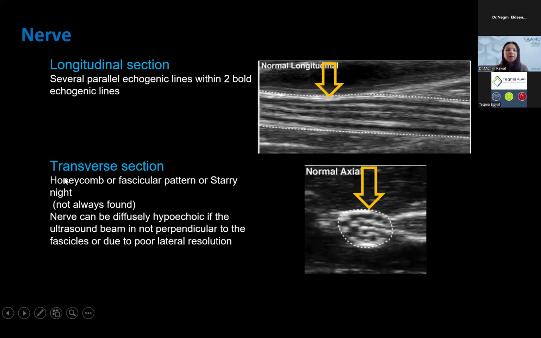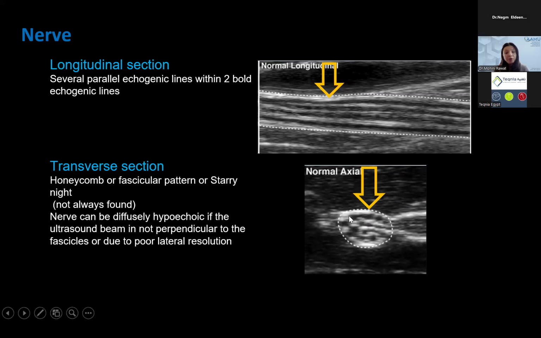So there are three descriptions for this type of appearance. We call it honeycomb, we call it fascicular pattern, or we call it starry night. So these all are synonymous. You may have heard of one or other, or maybe all three of them. It's essentially saying the same thing what we see here, which is that you can see the internal architecture of the nerve, and you can see this bundle of hypoechoic nerve surrounded by hyperechoic connective tissue framework.